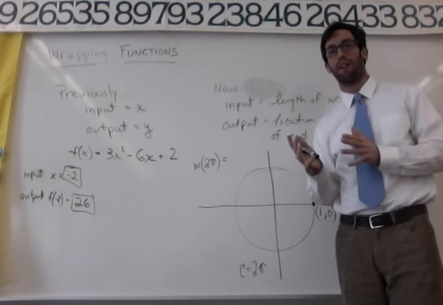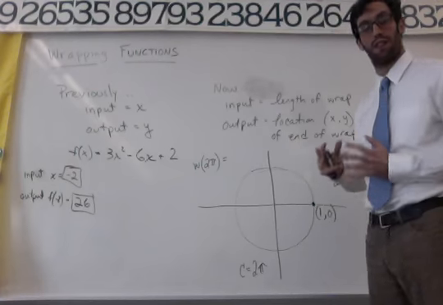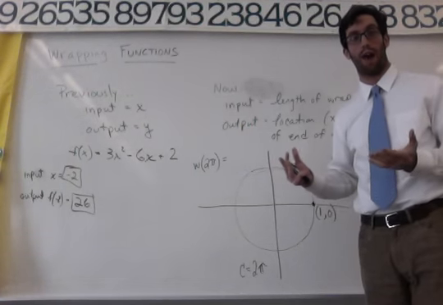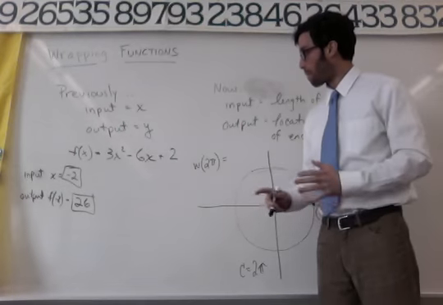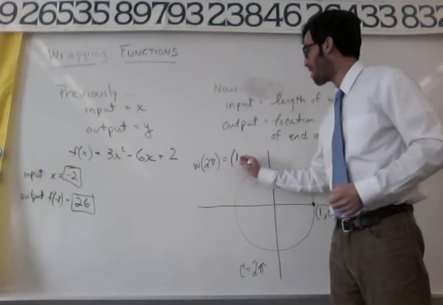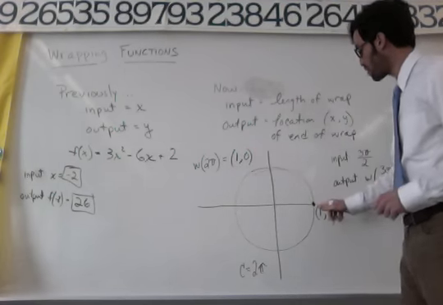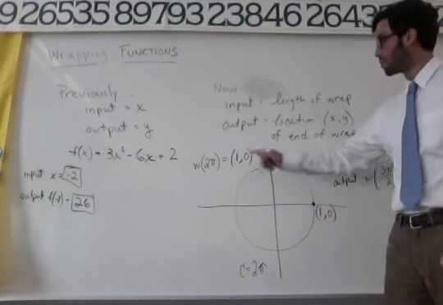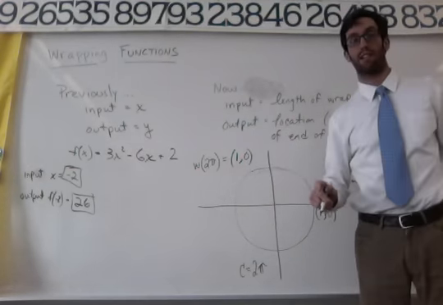So whereas the input is the length of the wrap, essentially the length of the circumference you're going around, in this case I have a problem, W of 2 pi. The output, the answer, is an ordered pair, and in this case, we're back to the original spot. We go all the way around. So a wrap of 2 pi is 1, 0.